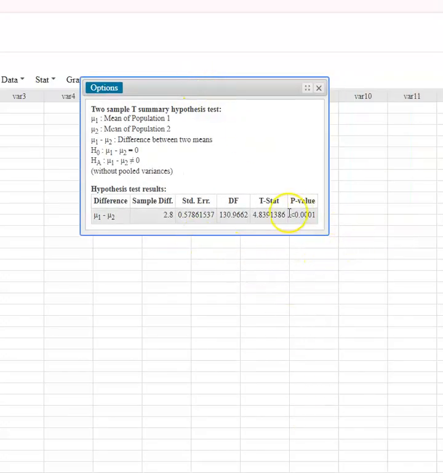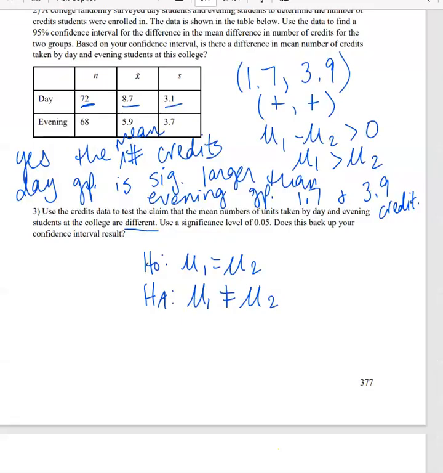Notice that my p-value is very, very small. It's less than 0.0001. Remember, that's what StatCrunch tells us, basically the p-value for the difference between the two groups is 0. So that means we're going to reject the null hypothesis. That means we certainly have evidence that the alternative hypothesis is probably true. So let's go back and make a quick interpretation. It says, does this give us evidence to back up our confidence interval? So we're going to say yes, the p-value was basically 0 according to StatCrunch.